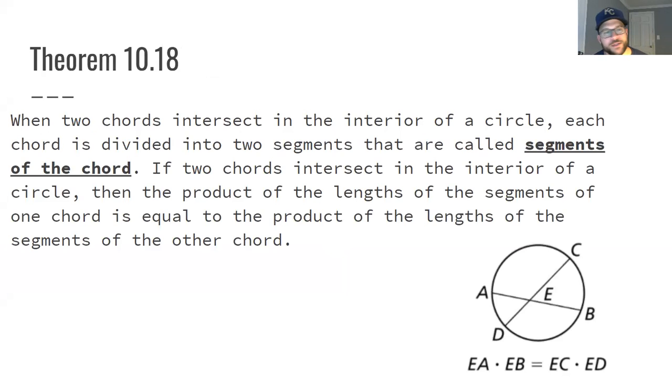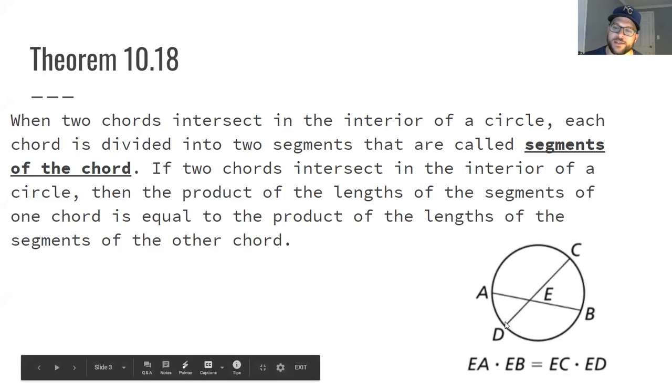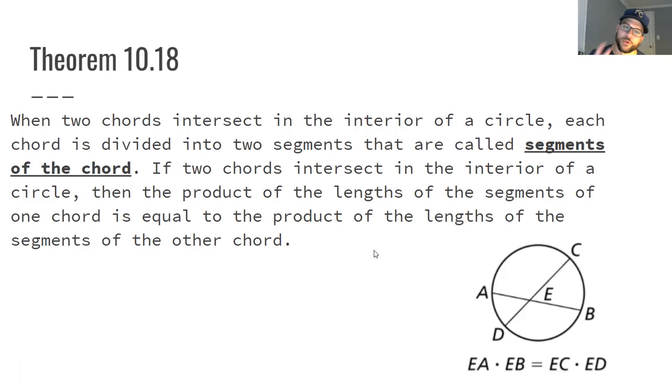When you have two chords that intersect in the interior of the circle, those chords are divided into different segments, and those are just called segments of the chord. Like in this diagram below, you have chord AB crossing chord CD, and there are 4 different segments right there. If those two chords intersect in the interior, the product of the lengths of the segments of one chord is equal to the product of the lengths of the segments of the other chord. That sounds kind of wordy, but we're going to go through this piece by piece.